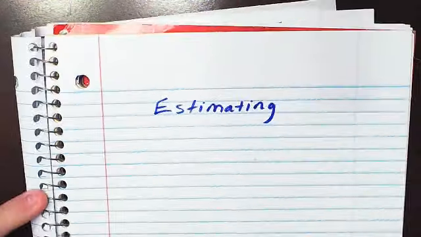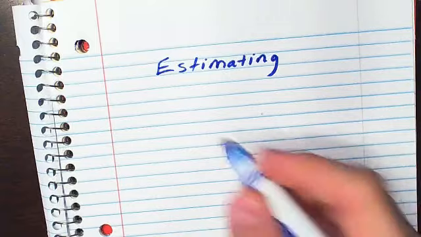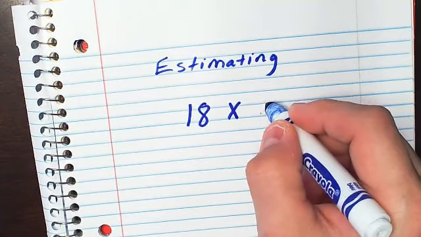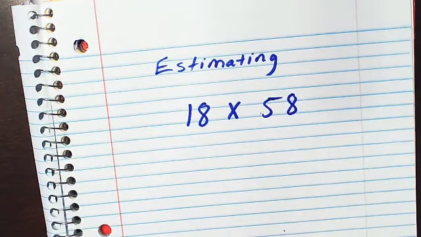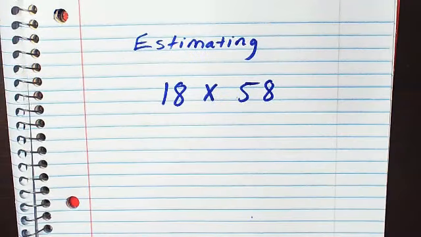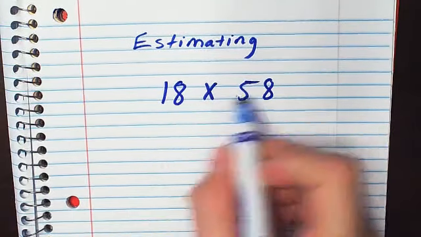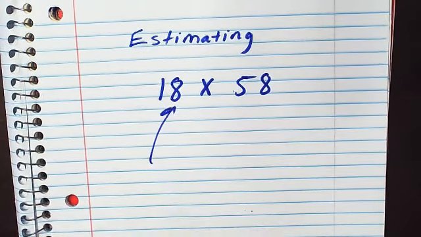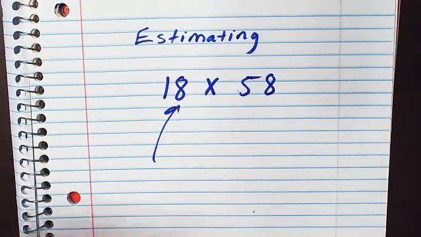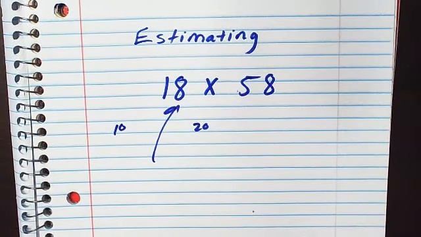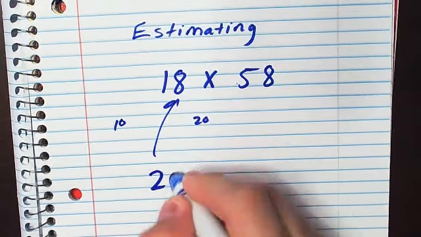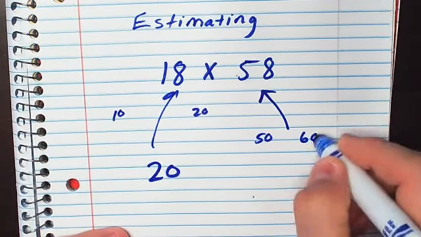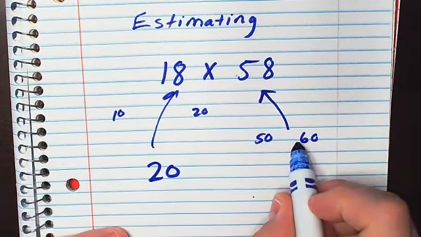Alright, here's the big one, because this is a few that I saw on here. So let's look at estimating products. If we have 18 times, let's say 58. Well, you look at these numbers, they didn't tell you what to round to, so you're going to round to the biggest place possible, and then you stop and think, is that closer to 10 or closer to 20? Well, 18 is pretty close to 20, so this would round to 20.